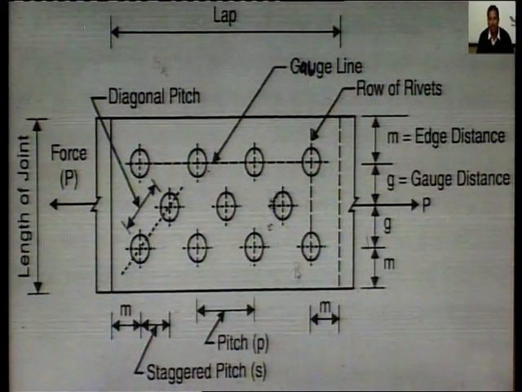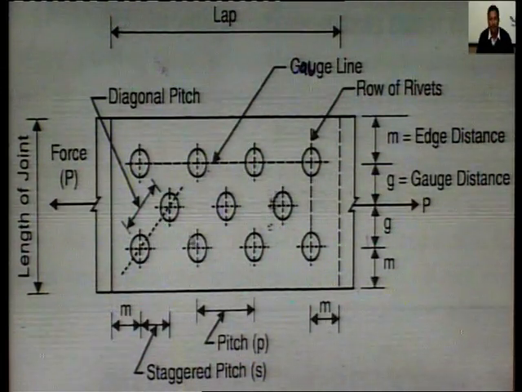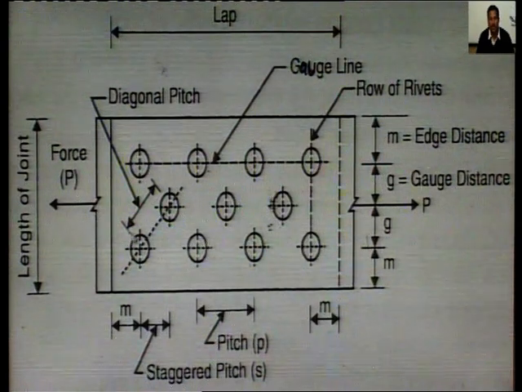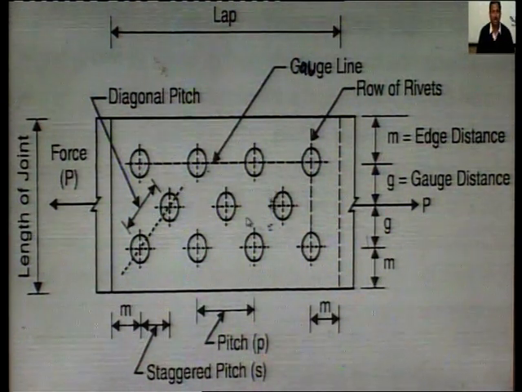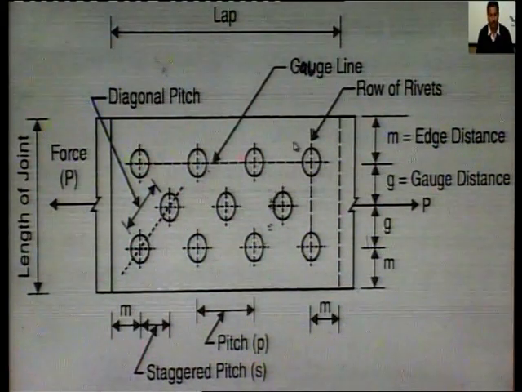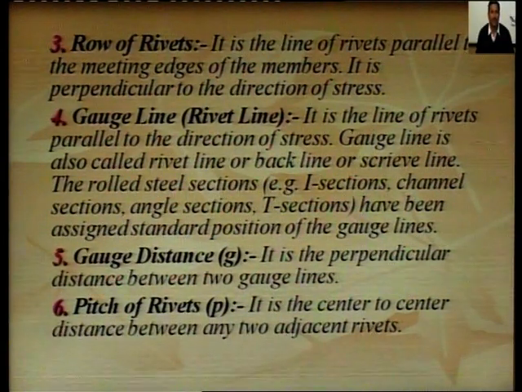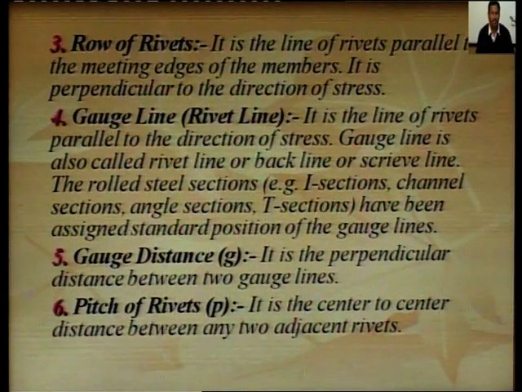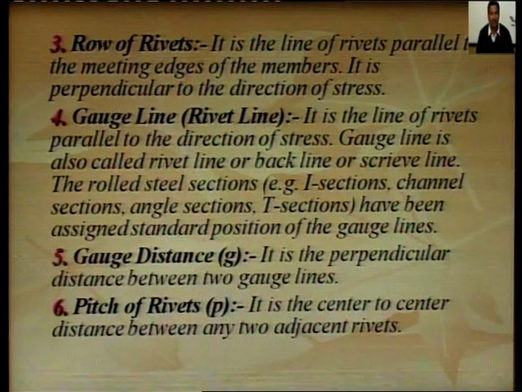For example, 1, 2, 3, 4, 5, 6, 7. So, this riveted connection consists of 7 rows of rivet. Next definition is gauge line. It is the line of rivet parallel to the direction of stress. Gauge line is also called rivet line, back line or screeve line.